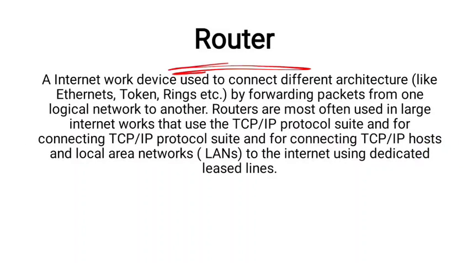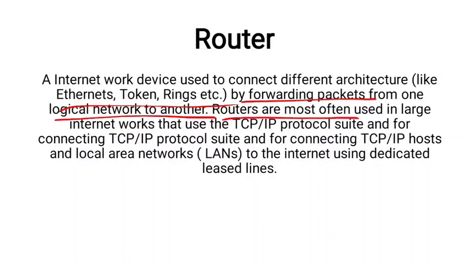Now next is the router. What does a router do? It is an internetwork device used to connect different architectures like Ethernet and token rings. There are many more types of sources. By forwarding packets from one logical network to another, routers are most often used in a large internetwork that uses the TCP/IP protocol suite for connectivity, and for connecting TCP/IP hosts.